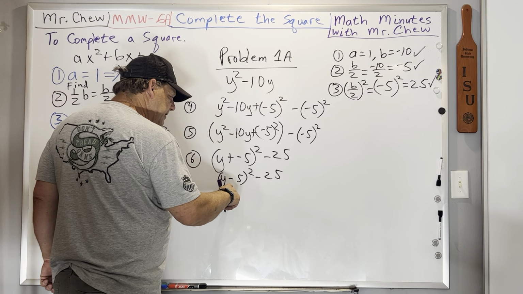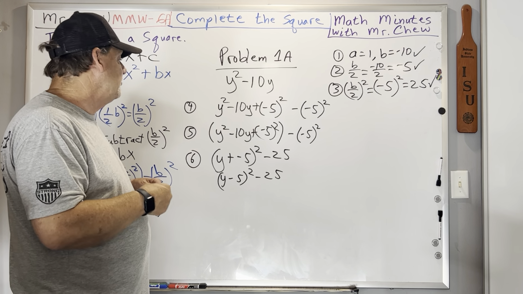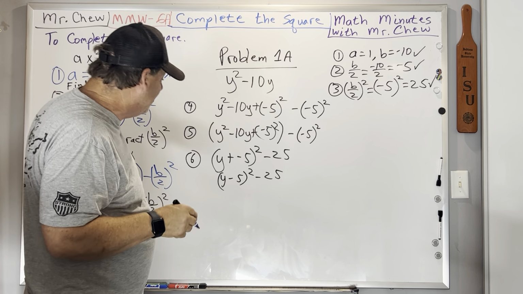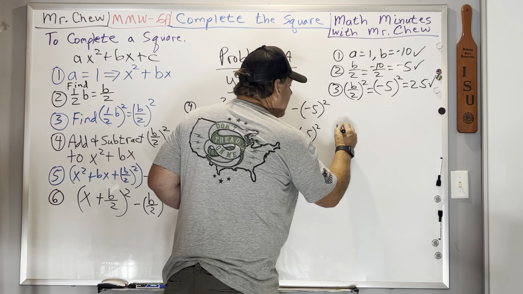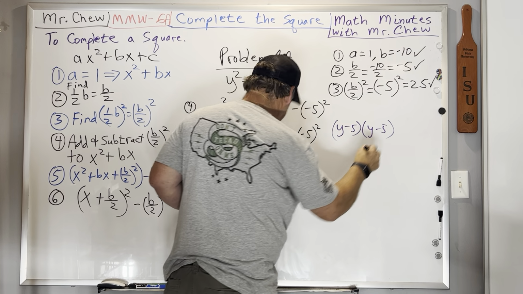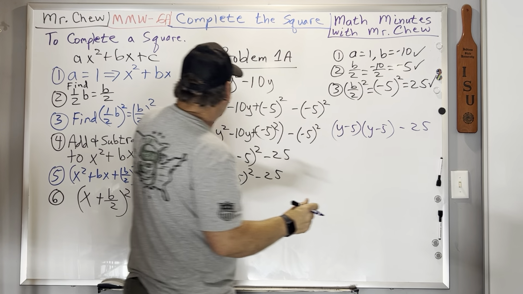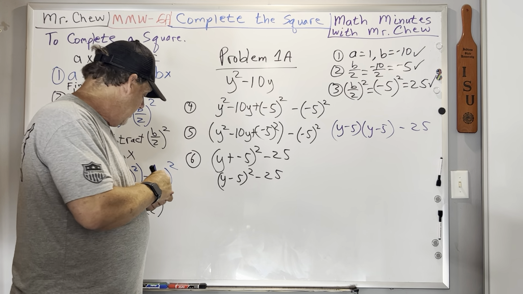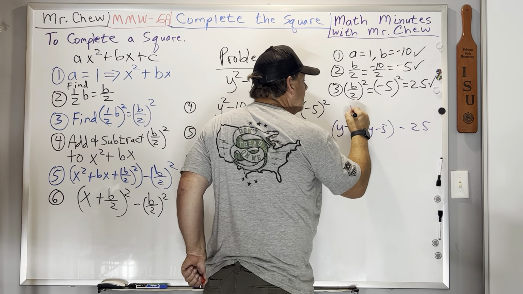So there's my completed square. Now, since students are usually doubting Thomases, which means they don't believe it, let's take this and rewrite it as y minus 5 times y minus 5. And then let's subtract our 25 from that and see if we get our y squared minus 10y. And you remember how you do this? Using FOIL.